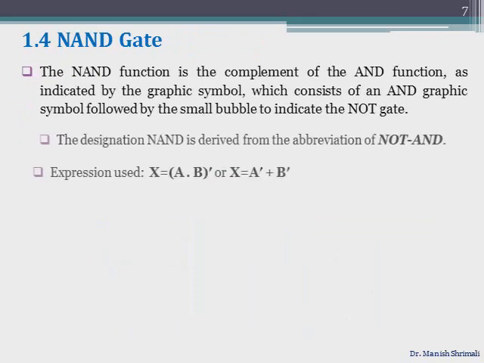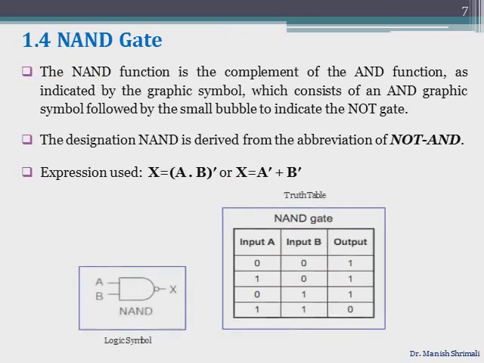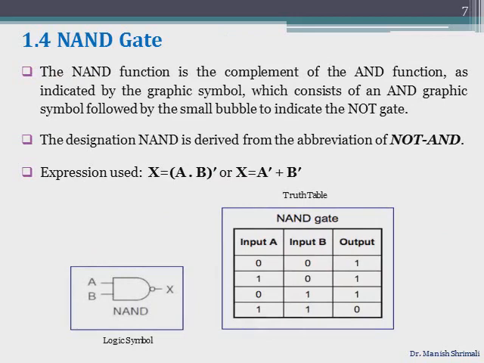Now we are having the NAND gate. The NAND function is the complement of the AND function, as indicated by the graphic symbol. In the logic symbol you can see that it is the complement of the AND function, and which consists of an AND graphic symbol followed by the small bubble to indicate the NOT gate.